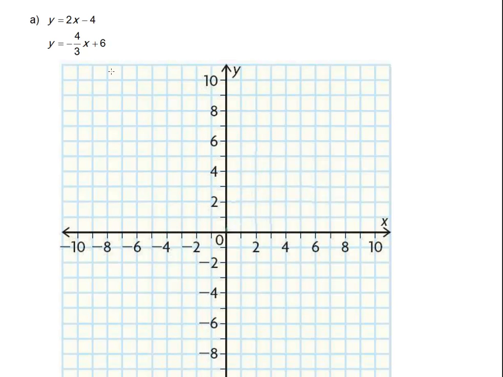In this video, we're going to take a look at the solutions to these three systems of equations solved by graphing. So here's A here. We're asked to graph y equals 2x minus 4 and y equals negative 4/3 x plus 6.